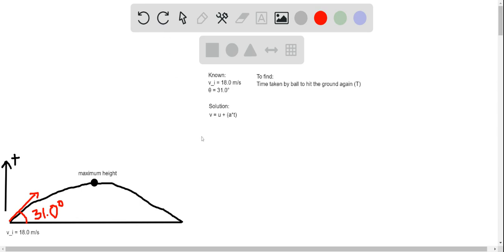So first, I have written down the basic kinematic equation: v equals u plus at. Here, v is the final velocity of the object, u is the initial velocity of the object, a is the acceleration of the object, and t is the time period.